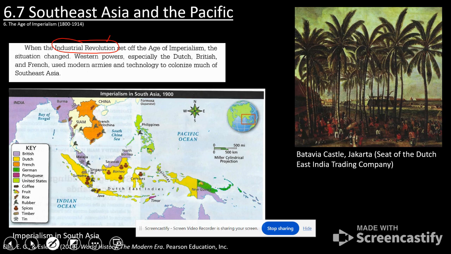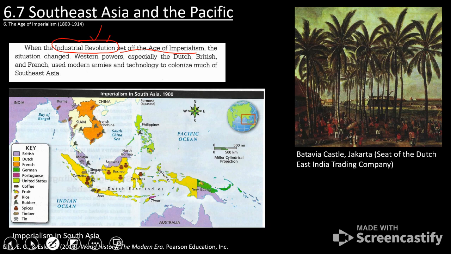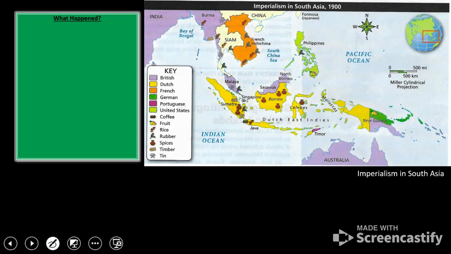So just the first time when the industrial revolution set off the age of imperialism, the situation changed. And we saw first in Africa, and then we saw in the Middle East, and then we saw in India, and then we saw in China. The rest of the world was being colonized by these imperial powers, reaping the benefits of this. So the story continues again in South Asia. We'll see it. It's a different picture, but still the same countries establishing colonies in Southeast Asia.